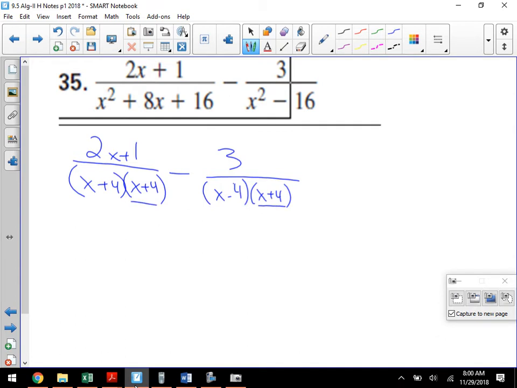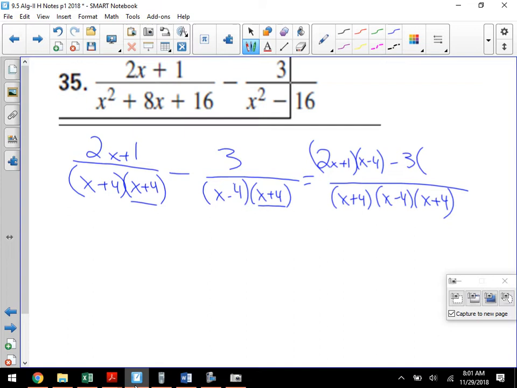I always recommend underlining it. And now what's left? x minus 4 and x plus 4. Very good. The fraction on the left has 2x plus 4s. It needs the x minus 4. So it has the 2x plus 1 times an x minus 4, minus 3 times this one, which needs an x plus 4.